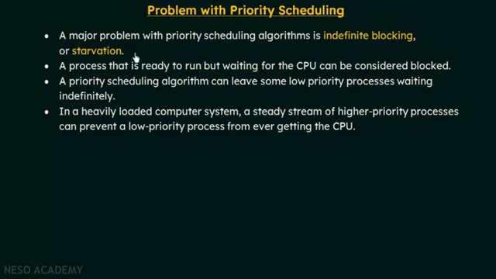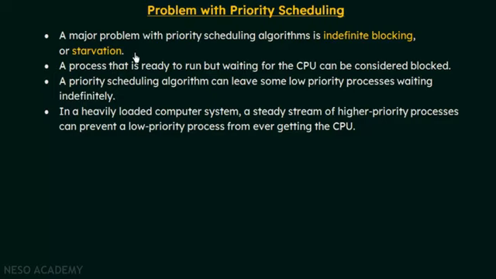That means it is waiting to get the CPU, but it's never getting the CPU. It is starved of the CPU. So that is what we mean by indefinite blocking or starvation. That is one problem we have with priority scheduling. So now, what is the solution to this?